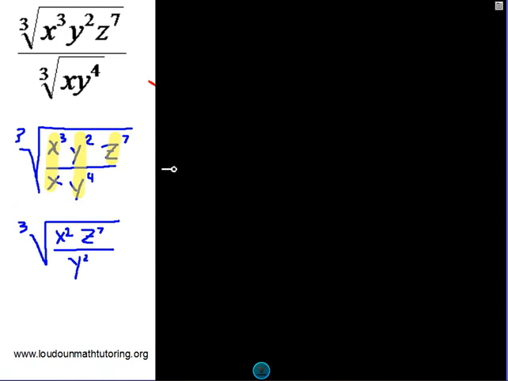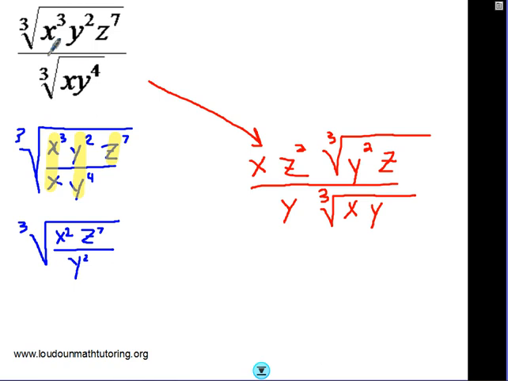Now, what's interesting though is we were looking at this problem, and we said, what if you simplify the numerator first? You have an x to the third, you took a perfect square of x squared out of there, so you'd have x, I'm sorry, it's a perfect cube, so x cubed is a perfect cube, which just becomes x. 3 goes into 7 twice, so z to the 7th comes out as z squared with a z left over. And then you've got y squared that just stays inside the radical. You've got a perfect cube down here. 3 goes into 4 one time, so you have y to the 1 that gets to come out, and a y that stays in.